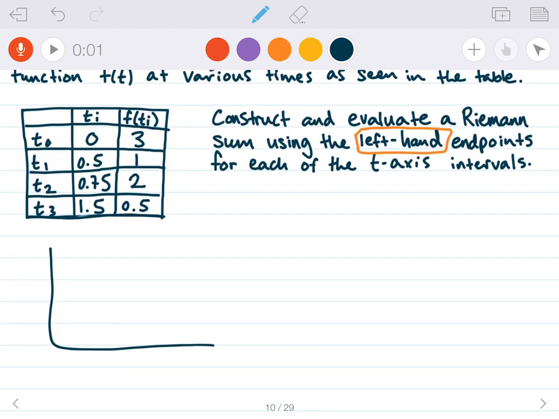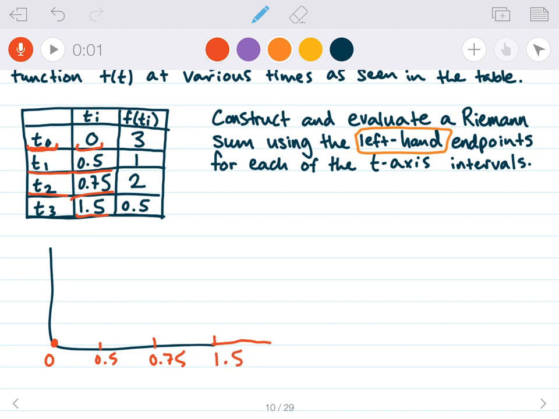So our first time, our independent variable, is 0. Then our second one is at 0.5. And notice that it looks like our widths are different here, so let's keep that in mind and be careful. The third point is at t equals 0.75, and finally our last point is at 1.5.